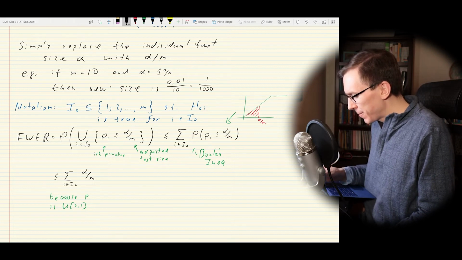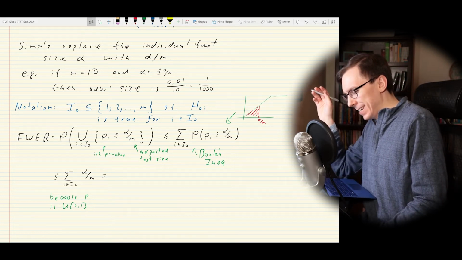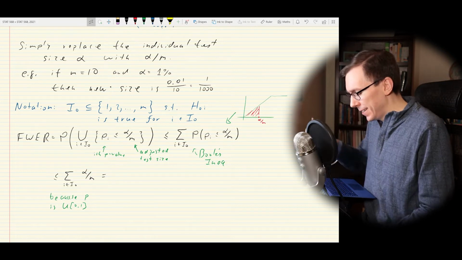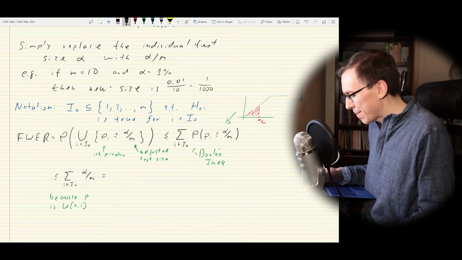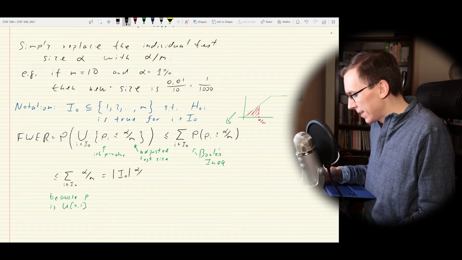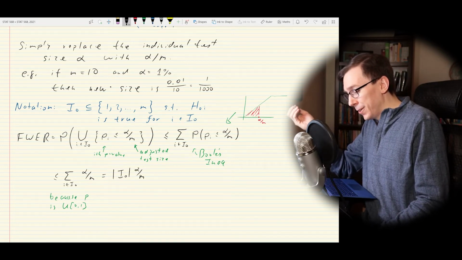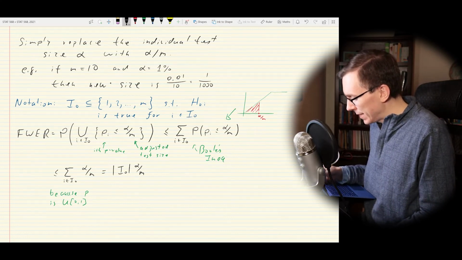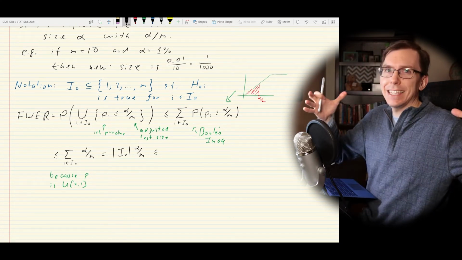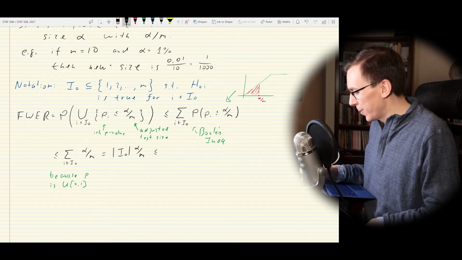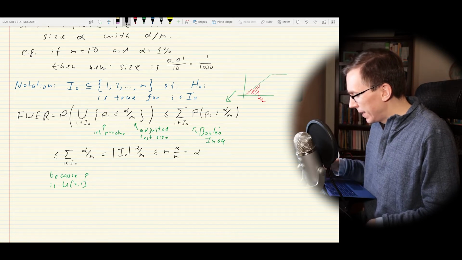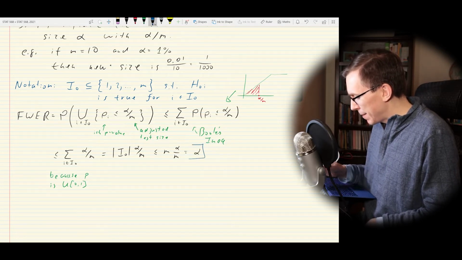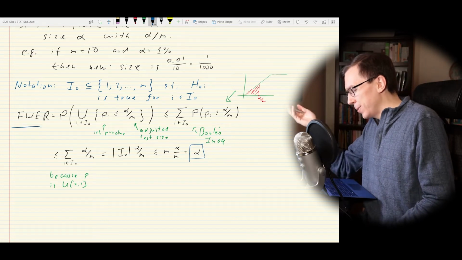All right, so then what we do is we have this summation over all i in I naught. Because there's no i index in alpha divided by m, we just say that this is whatever the cardinality of I naught is times alpha over m. And we know that has to be less than or equal to m, because the biggest that the index set I naught can be is m, and m times alpha over m is just alpha. And thus we have that the family-wise error rate over here is less than or equal to alpha.